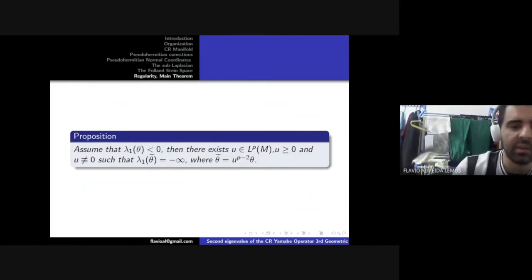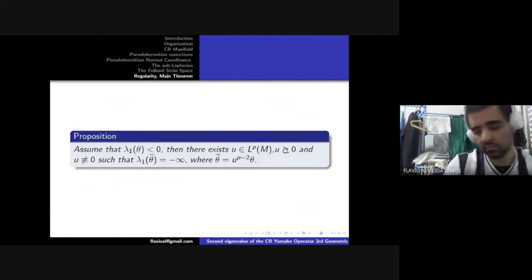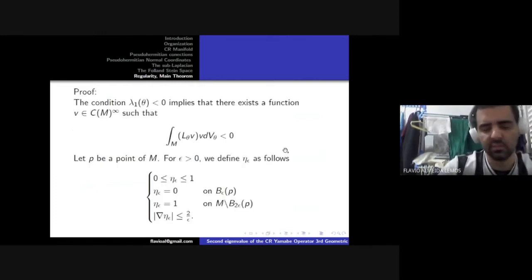Here we have a problem. If lambda 1 is negative, we can define lambda 1 tilde that exists. You can define lambda 1 tilde if you want these functions to satisfy these properties. Right.